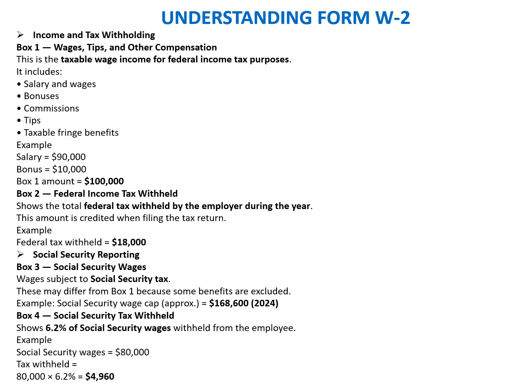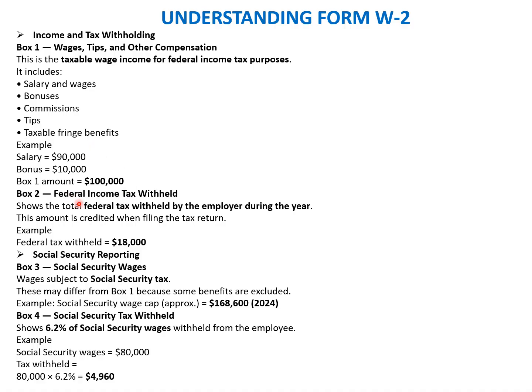Okay. Now the next section is income and withholding, wherein box 1 is speaking about the wages, tips, and other compensation. This is the taxable wages income for federal tax purposes, which includes salary and wages, bonus, commissions, tips, and all the taxable fringe benefits. So for example, if the salary is 90,000 and the bonus is 10,000, the box 1 amount is 1 lakh.